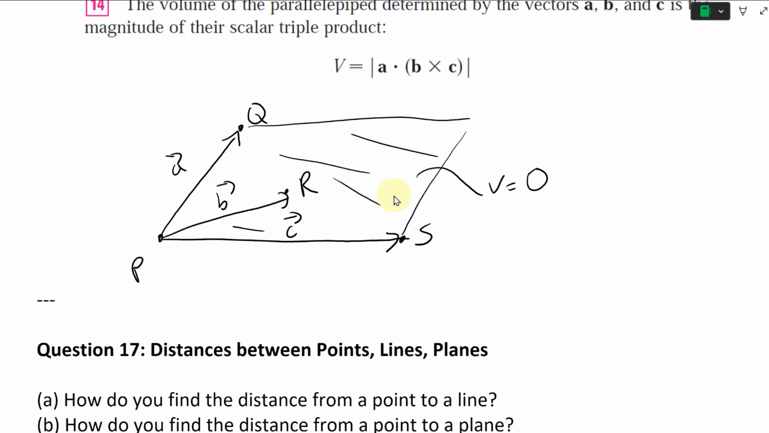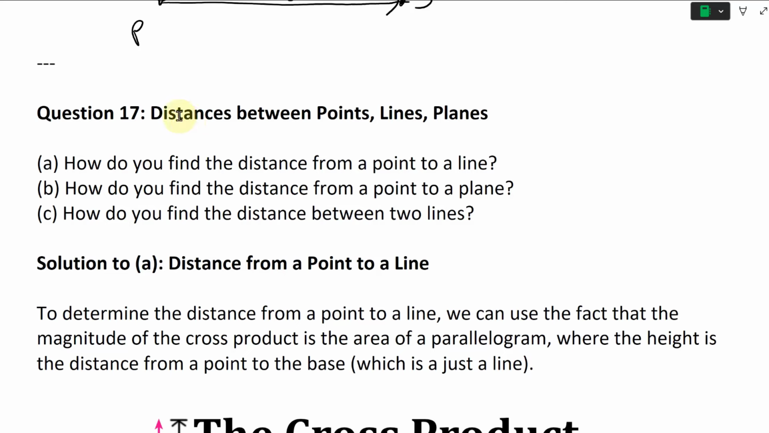All right, and now let's take a look at question 17. This one's going to be a bit more in depth, and it's on distances between points, lines, and planes. Part A says, how do you find a distance from a point to a line? Part B says, how do you find a distance from a point to a plane? And part C says, how do you find a distance between two lines?